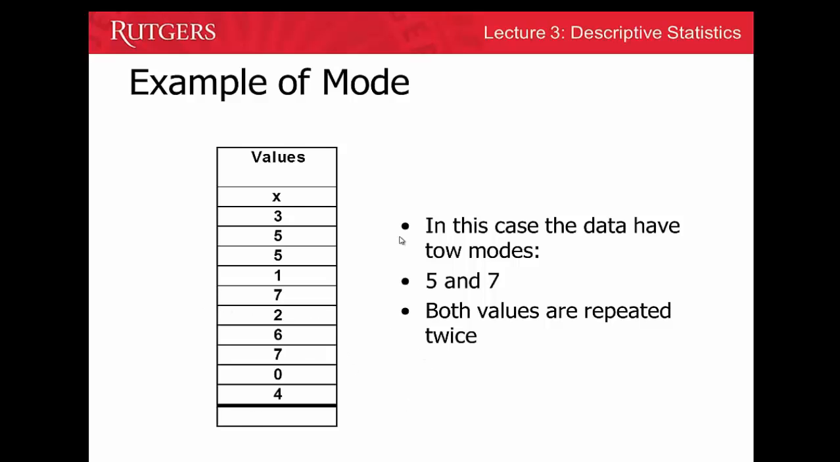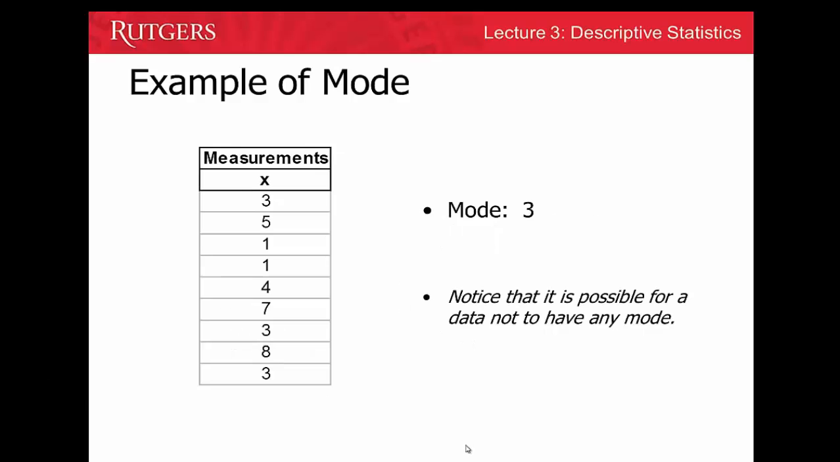So we use the same data set in this example. Let me just refresh you a little bit that the mode means the number that exists most frequently in the data set. You can see that in the data set, 5 exists twice, and 7 also exists twice. So we have 2 modes, 5 and 7.